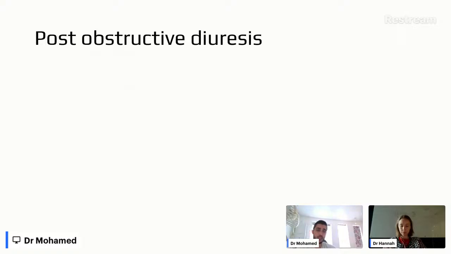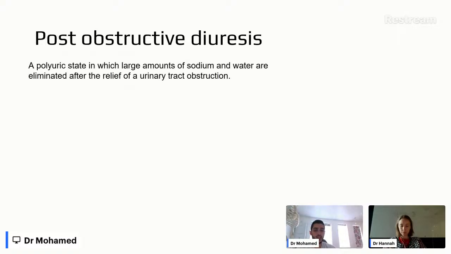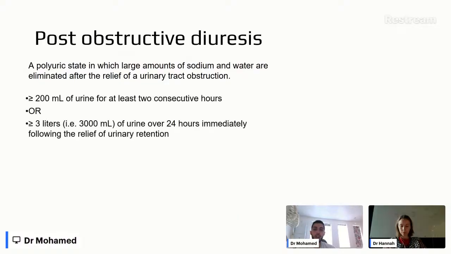Okay, post-obstructive diuresis, we had mentioned it. What it is, a polyuric state in which large amounts of sodium and water are eliminated after the relief of a urinary tract obstruction. So the patient was obstructed, and that obstruction is removed, and then suddenly the body goes into overdrive and just starts getting rid of loads of water and electrolytes.